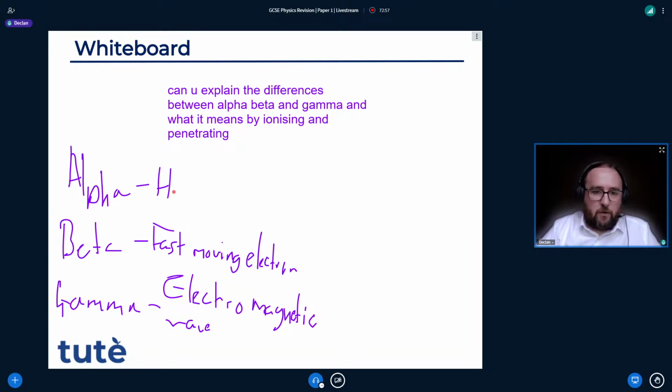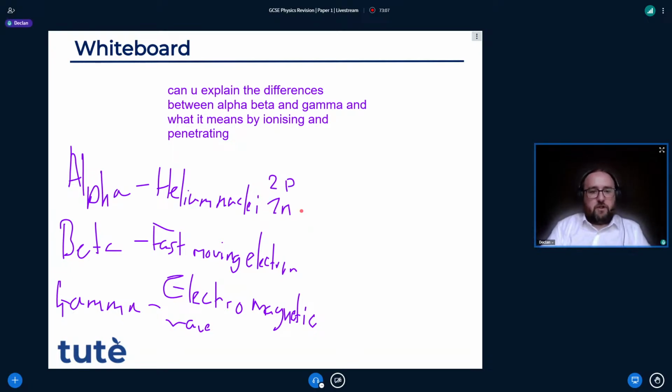Alpha is a helium nuclei, which means it's got 2 protons and 2 neutrons. So alpha's the biggest one. It's got 2 protons, 2 neutrons, which means it can get stopped the easiest. It can get stopped by a piece of paper. It can get blocked or absorbed by a piece of paper.